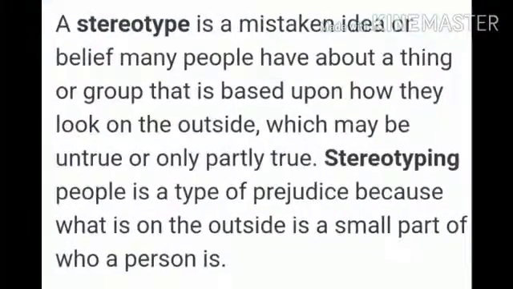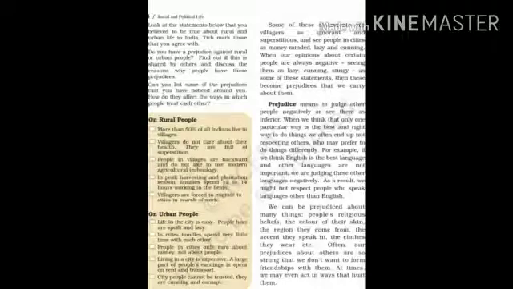Next is the definition of stereotypes. What is a stereotype? A stereotype is a mistaken idea or belief many people have about a thing or a group that is based upon how they look on the outside, which may be untrue or only partly true. Stereotyping people is a type of prejudice because what is on the outside is a small part of who a person is. Now we are going to study these topics.